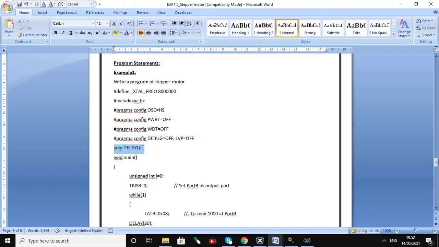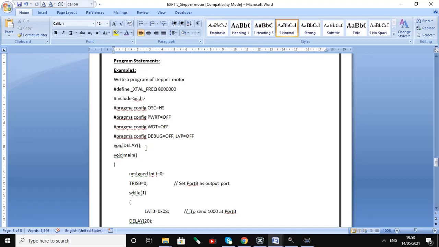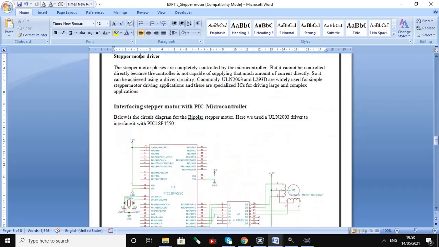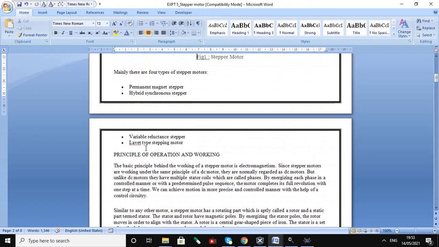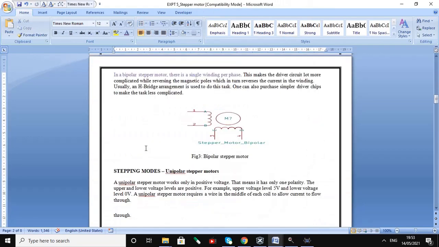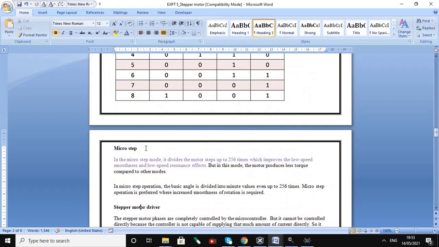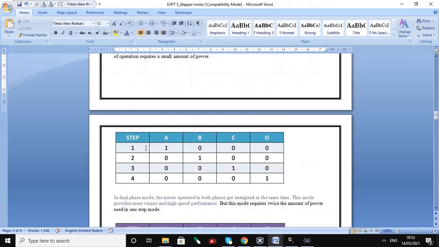So this is the definition or prototype declaration of the delay subroutine. Here we have declared one variable i. As we are connecting our stepper motor to port B, that's why we are setting all pins of port B as output pins. And as explained previously, we are using the same sequence. So here is our sequence which was explained previously. We'll see the sequence.